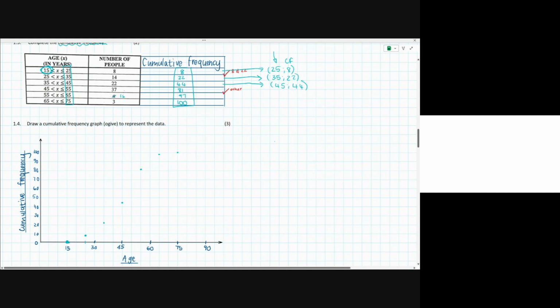All right. So there is our ogive. It's a curve. It should be sort of a J shape. Okay. Something like that. And that's it.